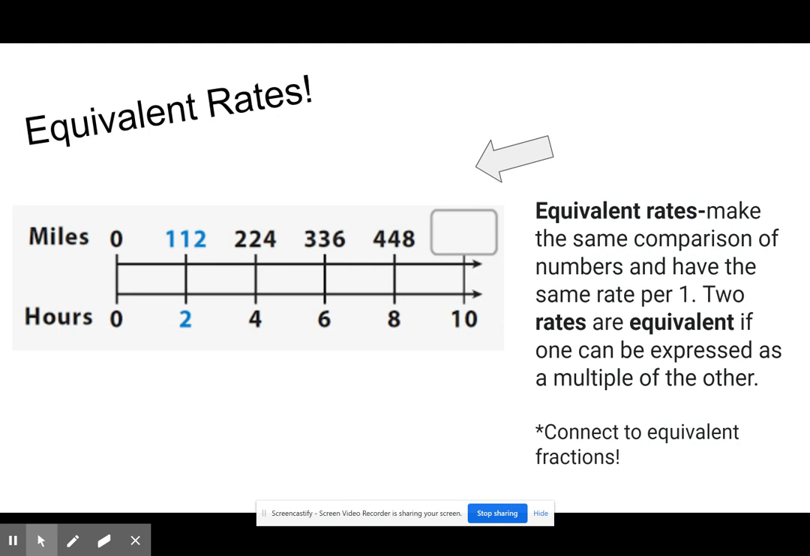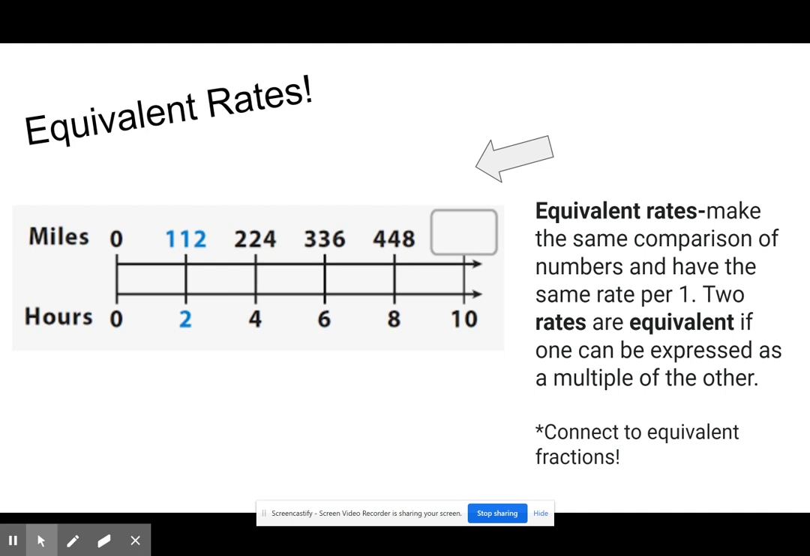Equivalent rates. So equivalent rates are the same comparison of numbers and have the same rate per one. Two rates are equivalent if one can be expressed as a multiple of the other. In plain words, I want you to take this and apply it to your background knowledge of equivalent fractions. You've spent a couple years generating equivalent fractions. That's what equivalent rates are.